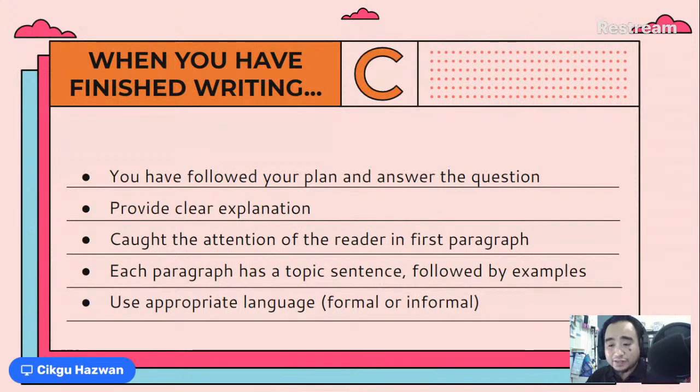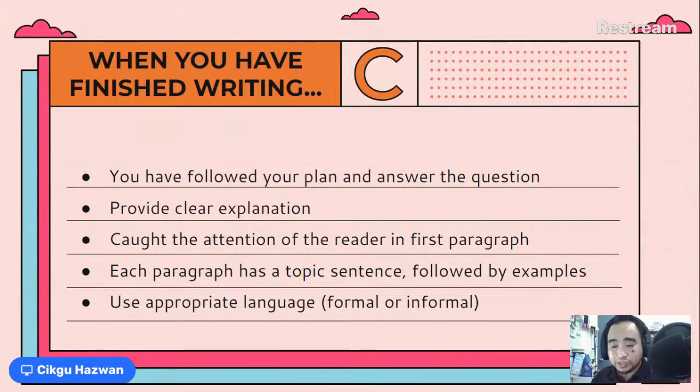And then each paragraph has a topic sentence followed by example. Just now I've told you how you can develop a topic sentence. Okay, from a what question, you can develop a topic sentence, and then you provide elaboration a little bit, and then you provide example. So the TEE: the topic sentence, elaboration, example. Okay.